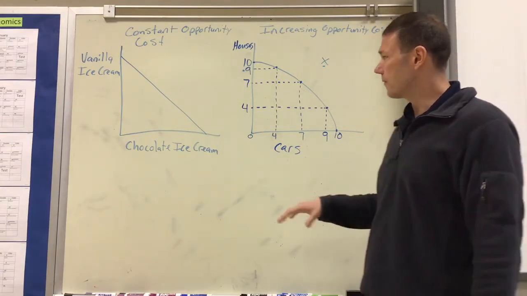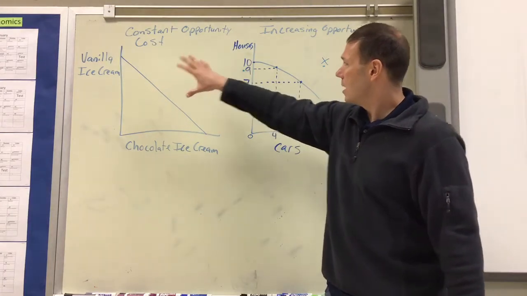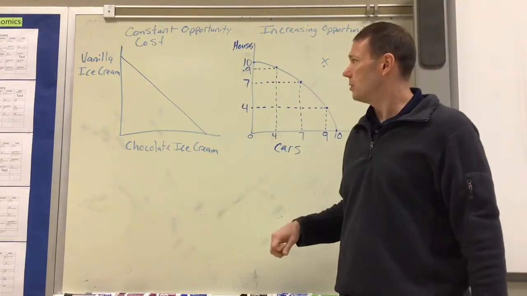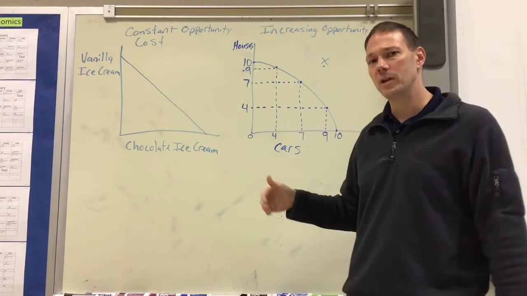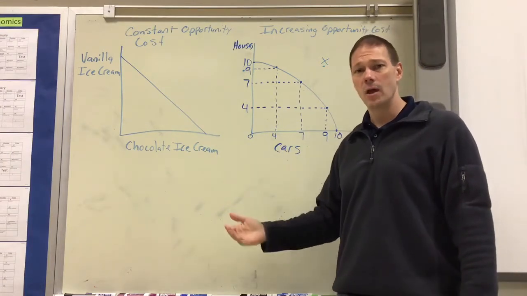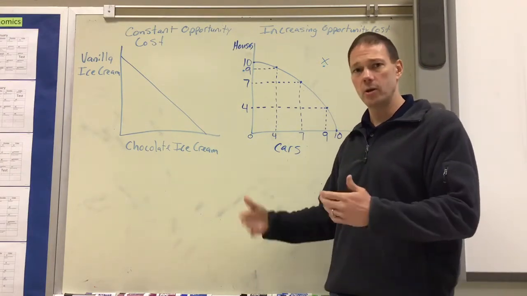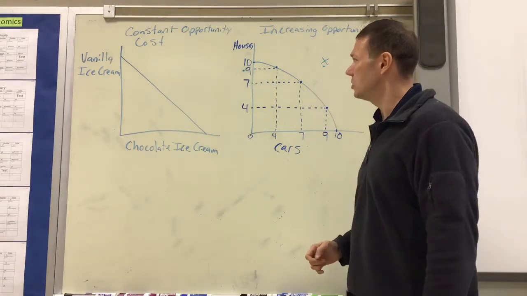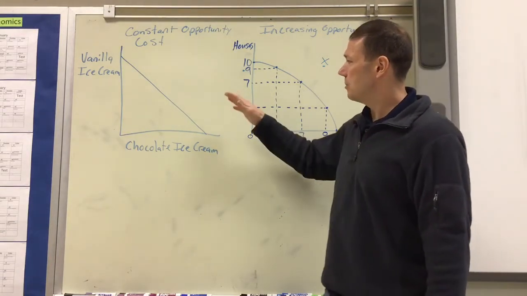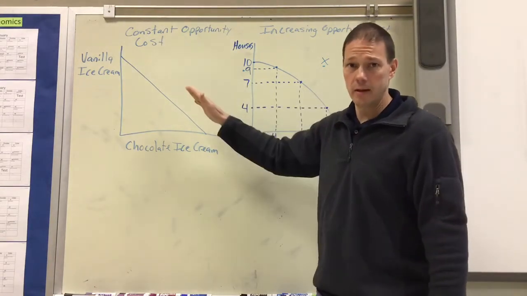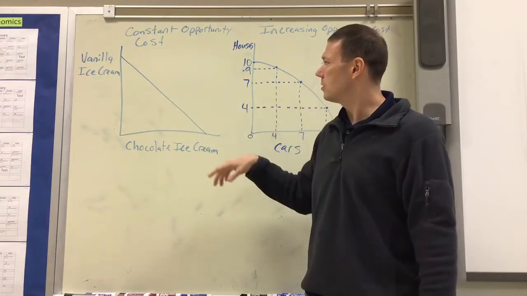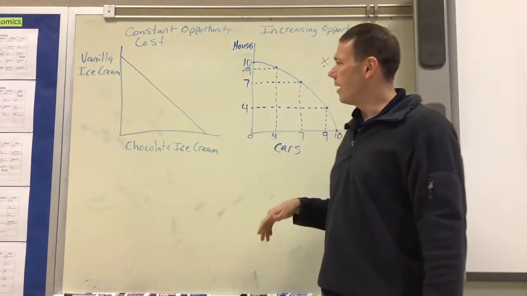So the first thing is the difference between constant opportunity cost or increasing opportunity cost. So constant opportunity cost means you give up the same amount as you make more of one product. Okay, your opportunity cost does not change. And so this is typically, you're going to see it because it's a straight line as opposed to being bowed out, which is increasing, but it's going to be a straight line.